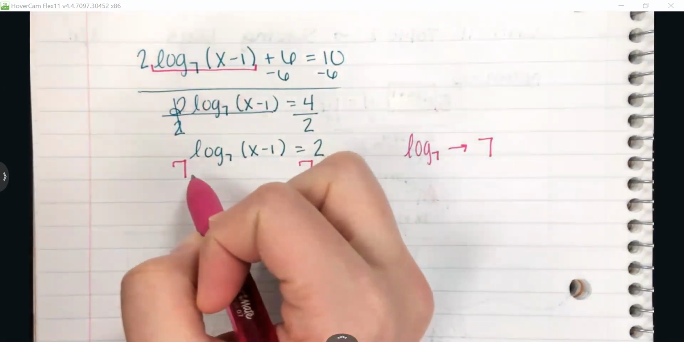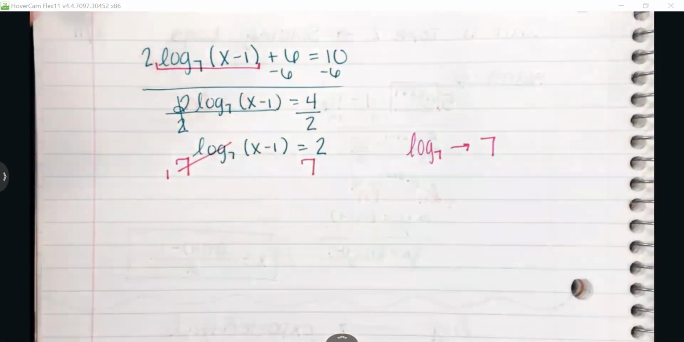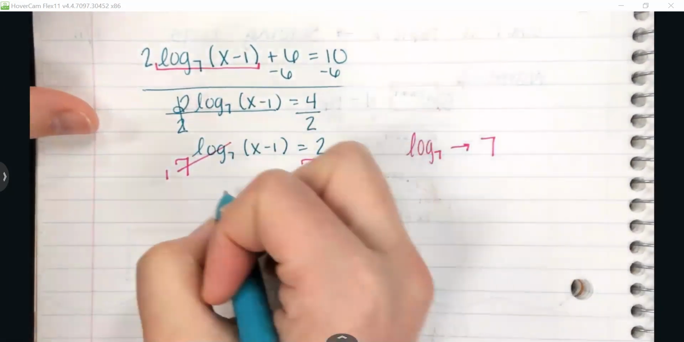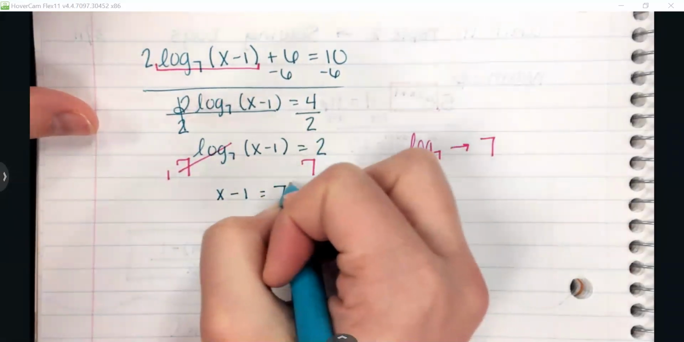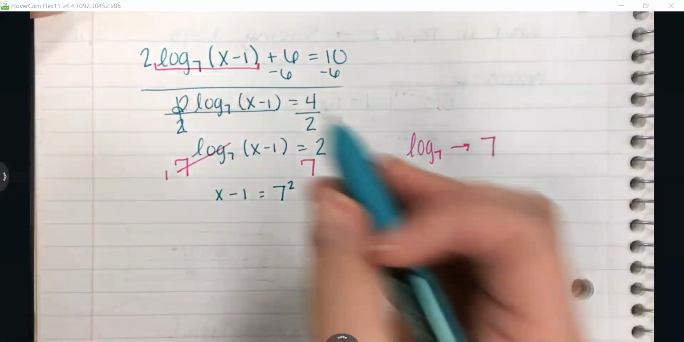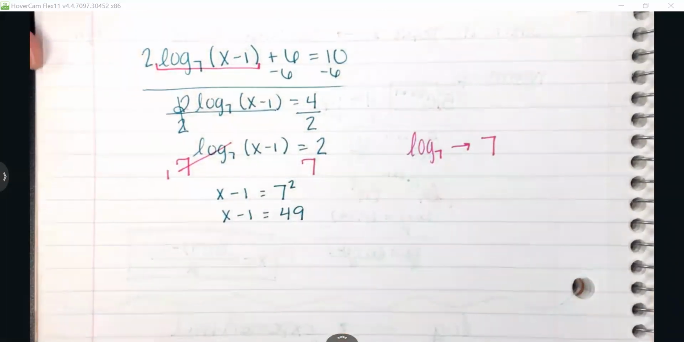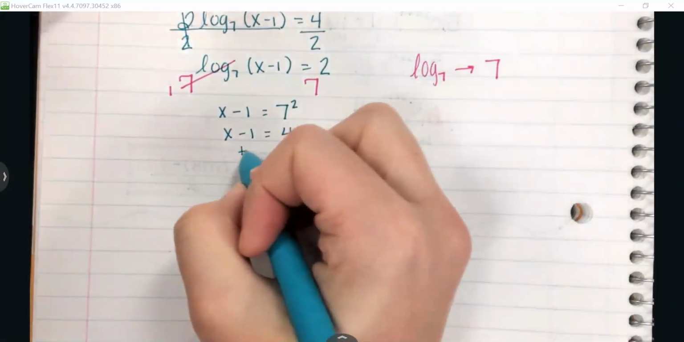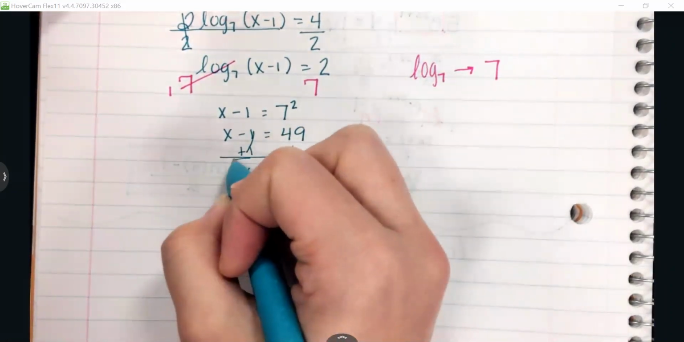So I have 7 to the log base 7, so this cancels to the number 1. So I have x minus 1 equals 7 to the power of 2. What is 7 to the power of 2? 49. So I have x minus 1 equals 49. Add 1 to both sides. So I have x equals 50.